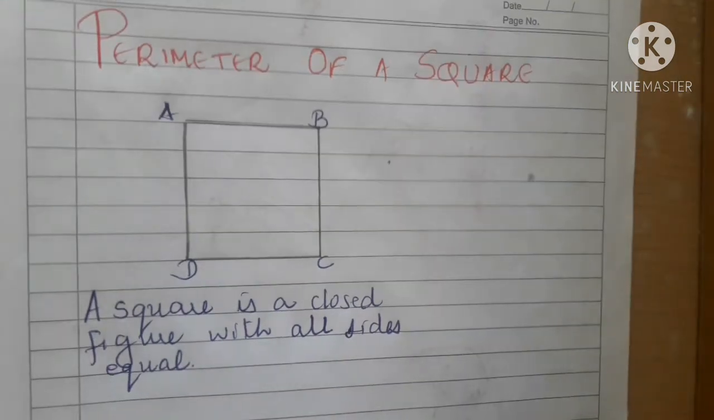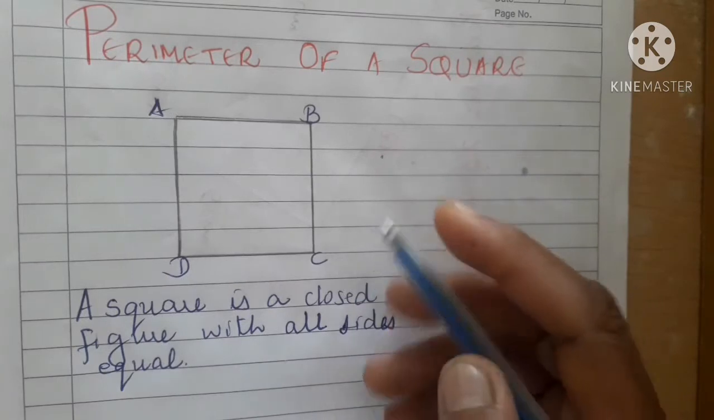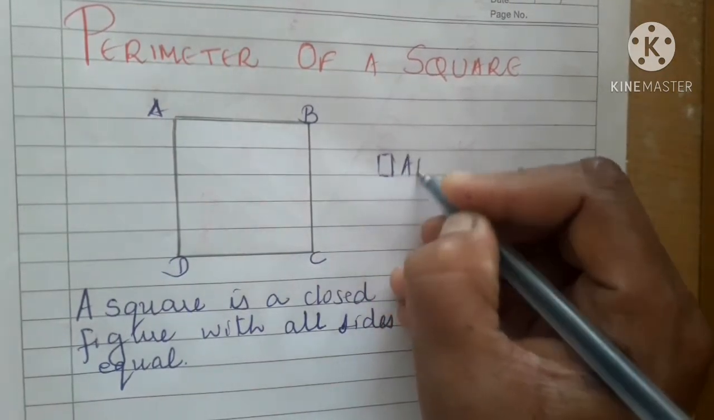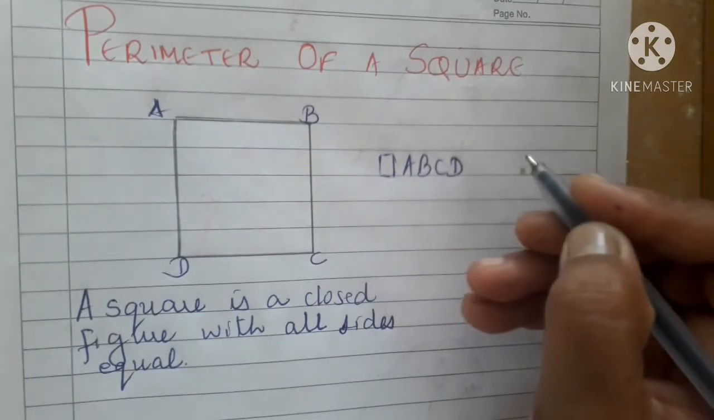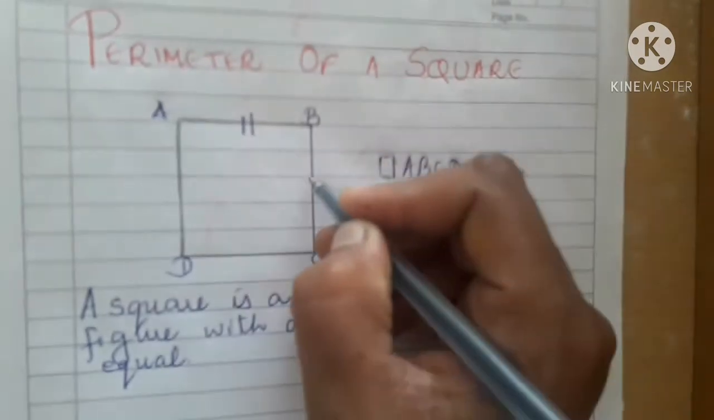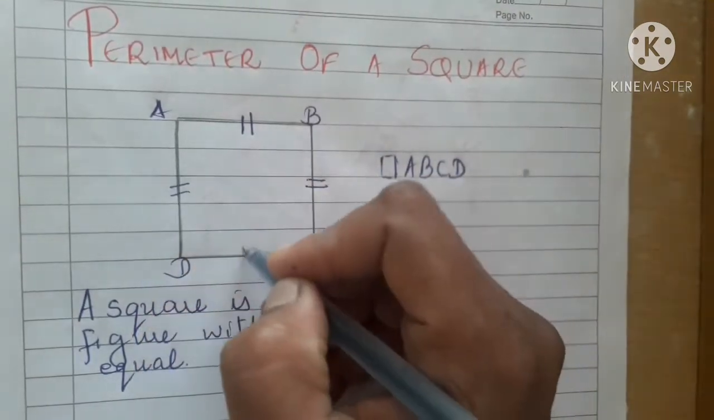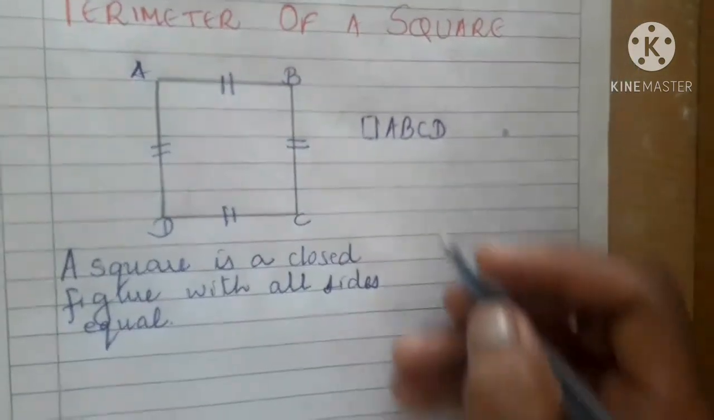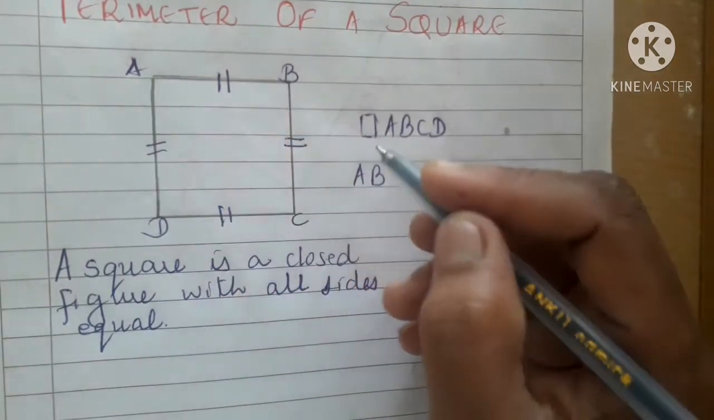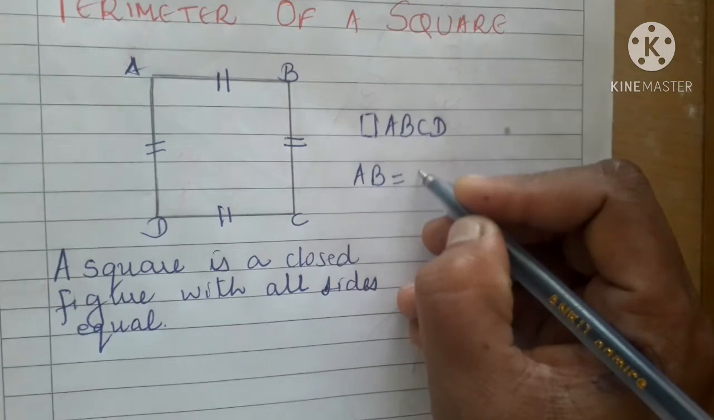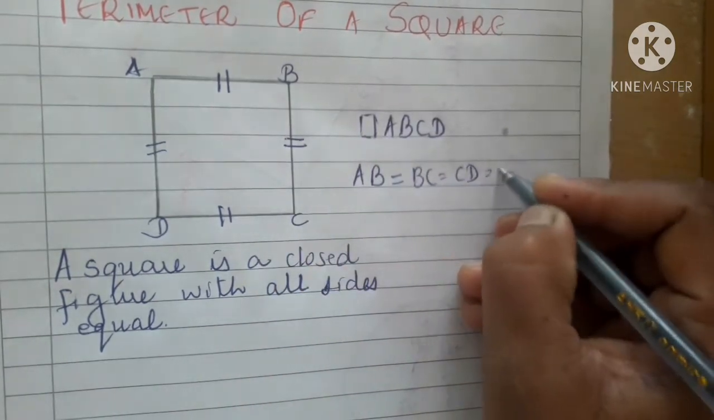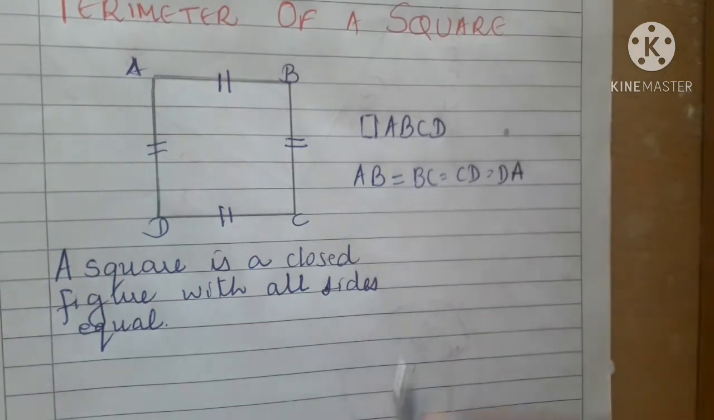Okay, so this is a square, and how will we name the square? This is square ABCD, with all the four sides to be equal. That is, I can put this symbol, which means all the four sides are equal. That is, I can write it as AB is equal to BC is equal to CD is equal to DA.